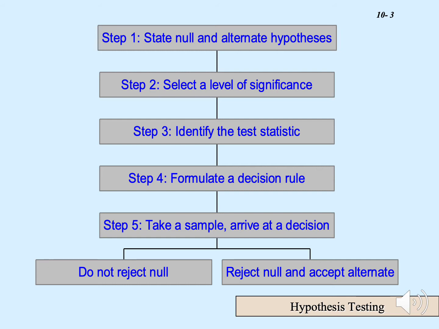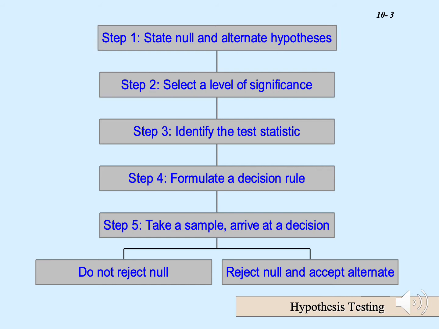The second step is you select the level of significance. In most cases, the level of significance is set at 0.05. Sometimes it's 0.10, but 0.01 for medical researchers, but the widely accepted level of significance is 0.05. Then after you select the level of significance, you identify what test statistic to use.